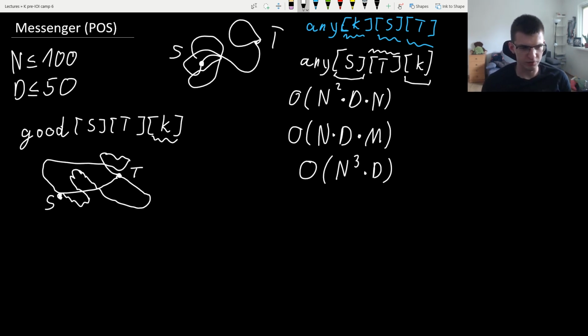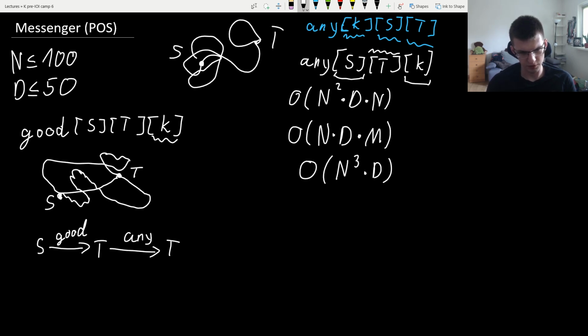So every bad path is of the form: a good path from S to T, then just any path to T, or a good path and then just any path from S to S itself. Let's say that it's good. Good means it doesn't visit S or T in the process, and then any to T. So one idea is to maybe iterate over that and to subtract something.